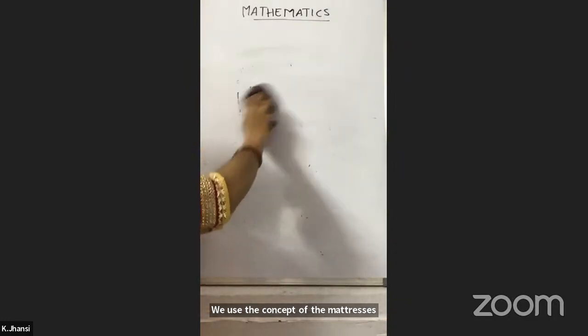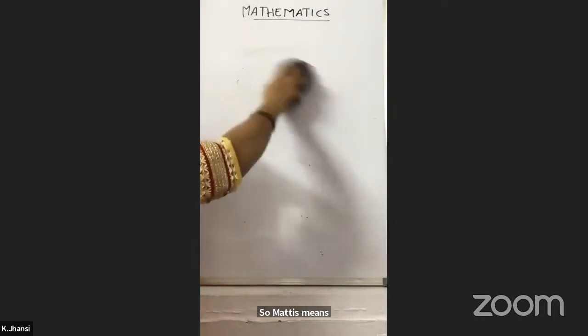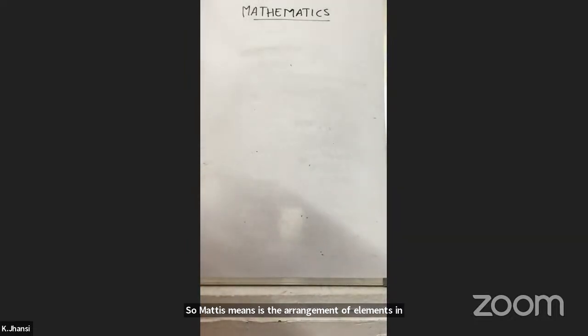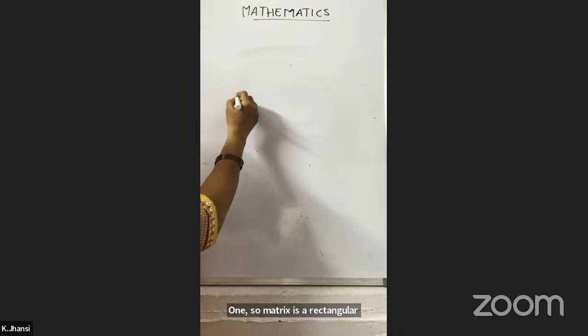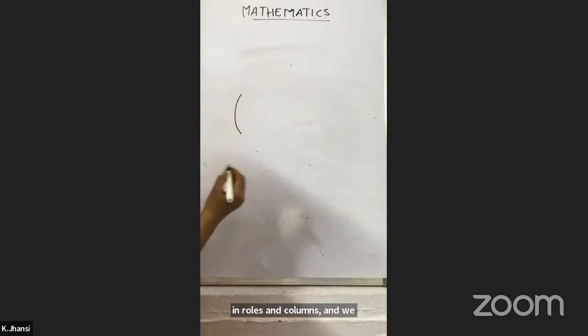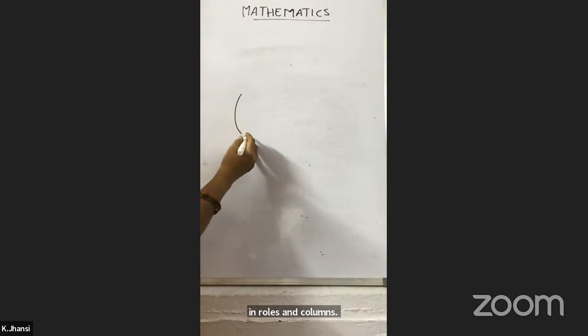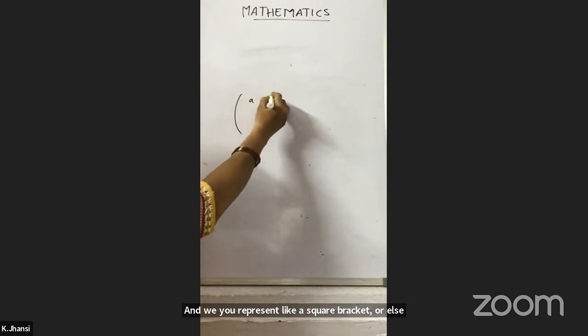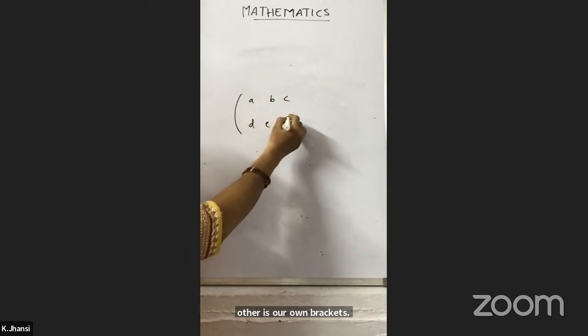So matrix means it is the arrangement of elements in rows and columns. Arrangement of the elements in the rows and columns, so that we call it a matrix. It is rectangular or square. The matrix will be rectangular or else it will be a square one. So a matrix is a rectangular or square array of numbers arranged in rows and columns. And we represent it with square brackets or else round brackets. So we will represent like this: A, B, C, D, E, F.